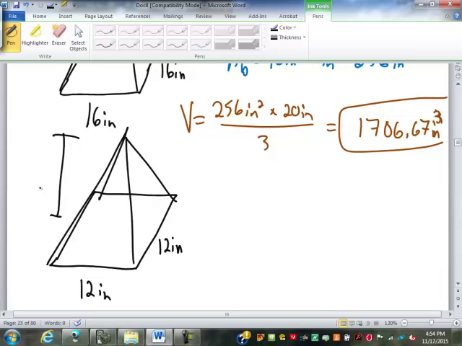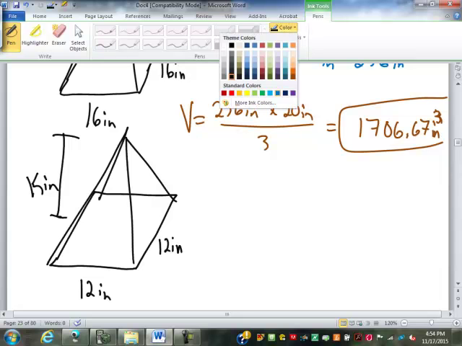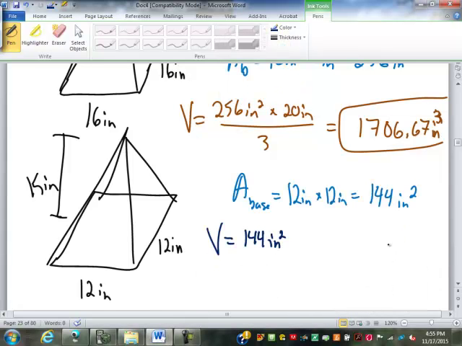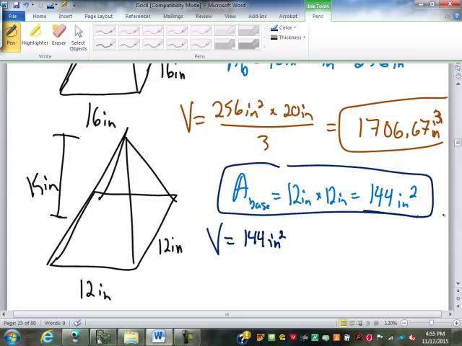In your notes, find the volume of that pyramid. Base 12 by 12 and a height of 15. Okay, so the area of our base, it's 12 by 12, so it's 144 inches squared. So then the volume is going to be that area of the base, the 144 inches squared times 15 inches divided by 3, which will give us 720 inches cubed.